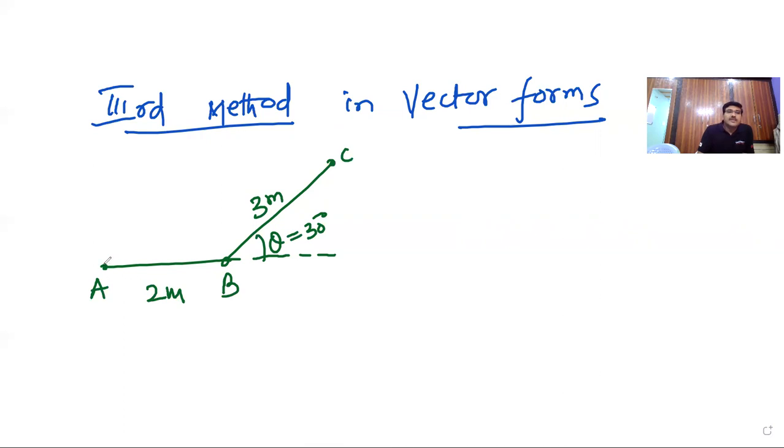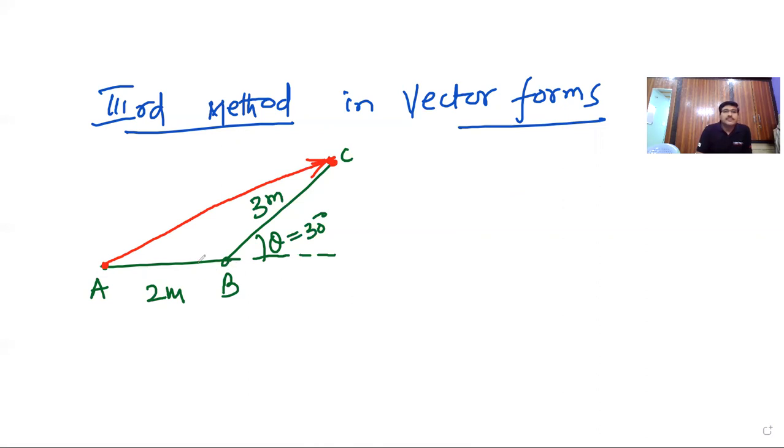Now, displacement is from the initial to the final point. Initial point to the final point, the shortest distance. This is the displacement, AC bar. Clear? Okay. Now, observe. Each one you can represent in the form of a vector.